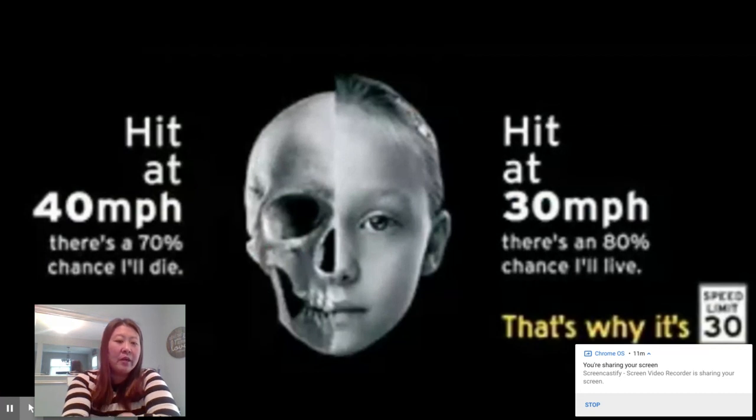Hit at 40 miles per hour, 70% chance I'll die. Hit at 30 miles per hour, there's an 80% chance I'll live.